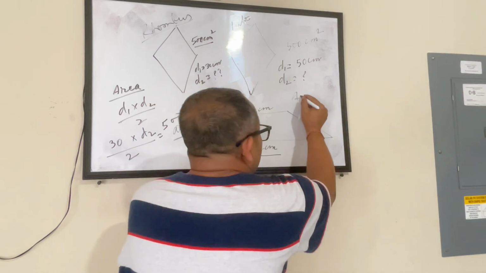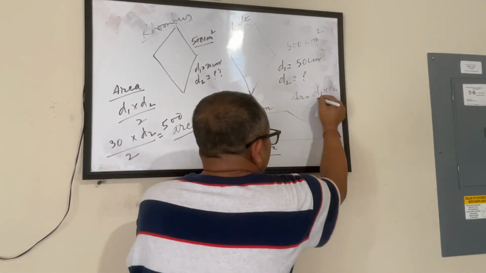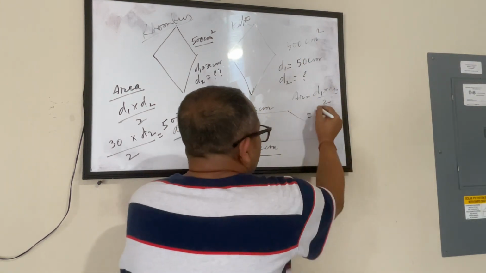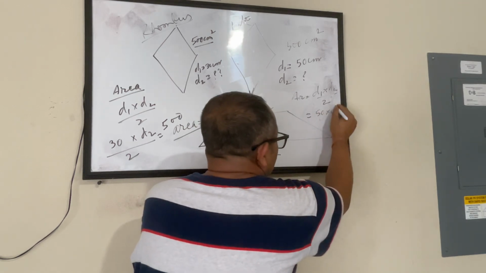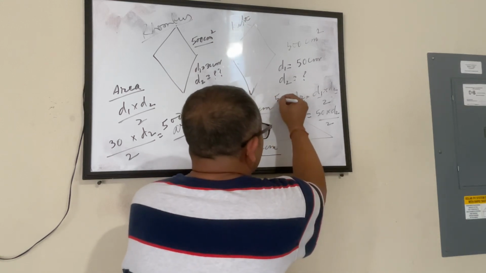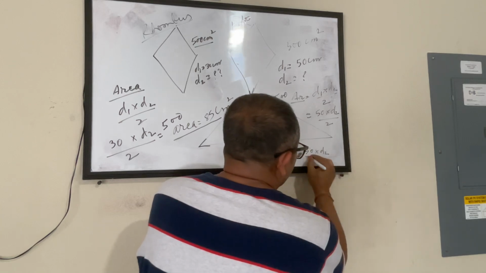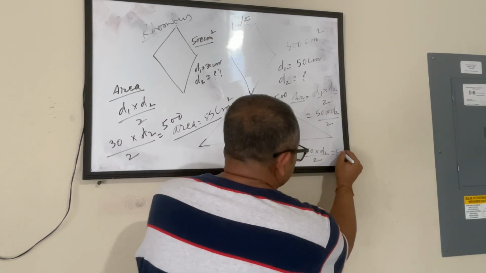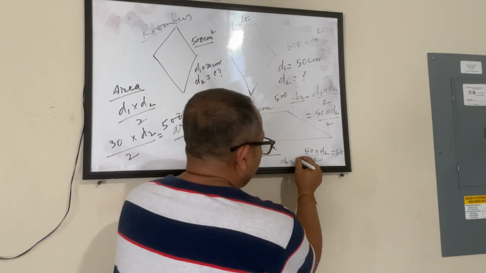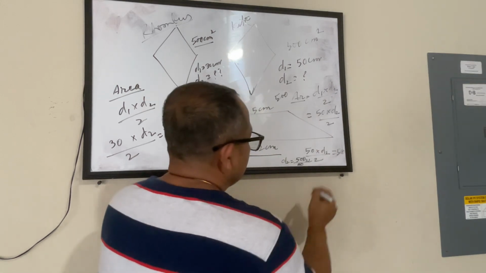No, I'm saying the formula. The formula for the area of a kite is D1 into D2 divided by 2. What is D1? 50. What we don't know is D2. The area we know is 500 centimeters square. So 50 into D2 divided by 2 equals 500. So D2 will be 500 divided by 50 multiplied by 2. So that makes it 20.